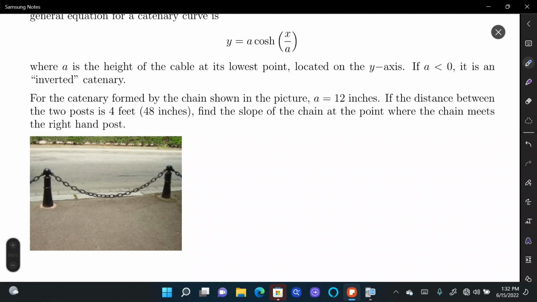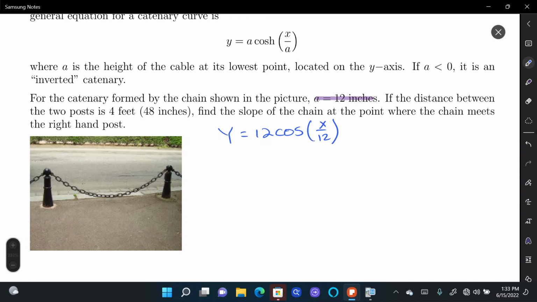So that's why they're giving us the value in inches as well, so we can work everything in inches. So let's find the slope of the chain at the point where the chain meets the right hand post. All right, so let's have a look. They're telling us a equals 12. So let's write an expression for y equals 12 cosh x over 12. So that's the function that we were going to work with.